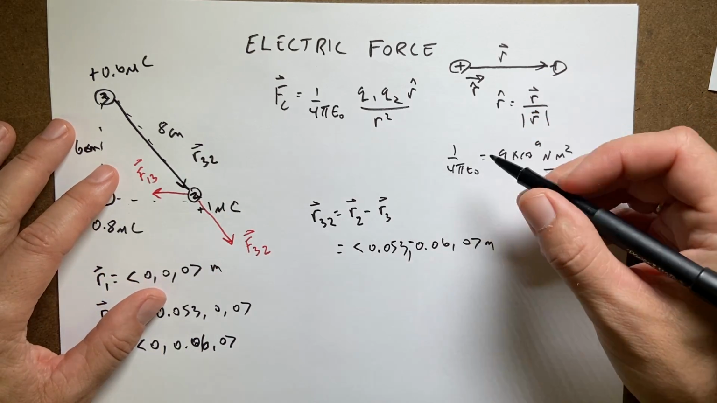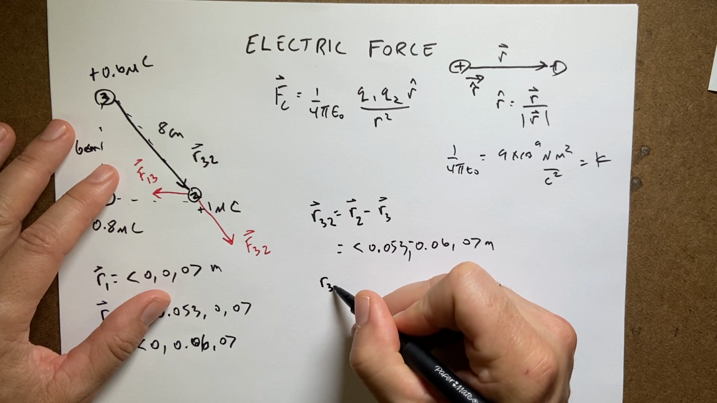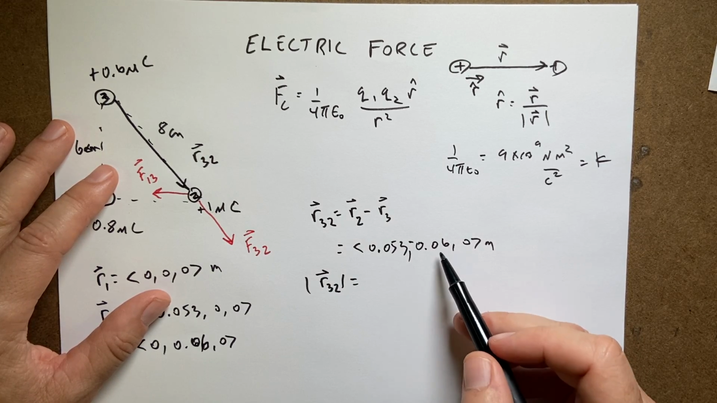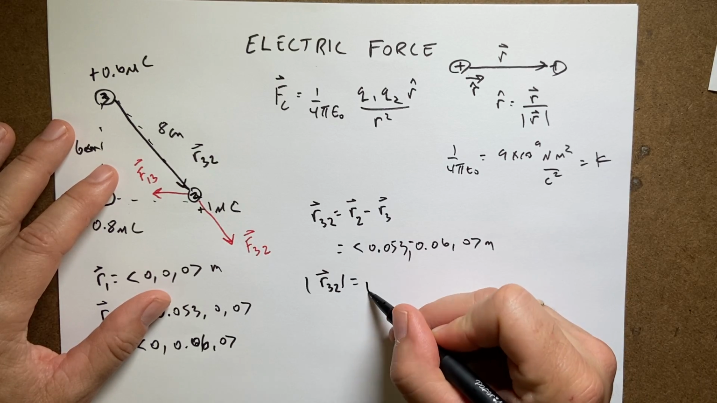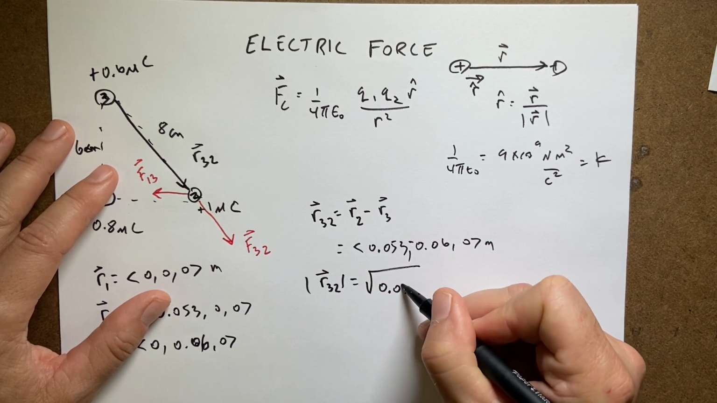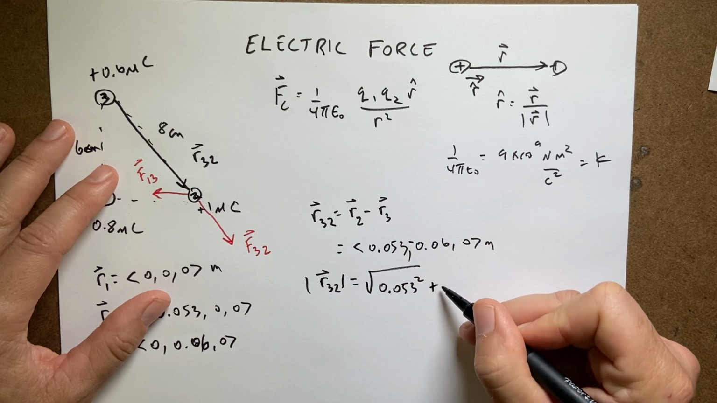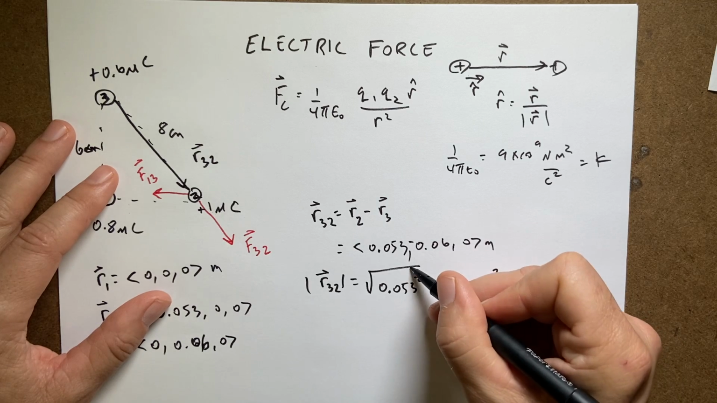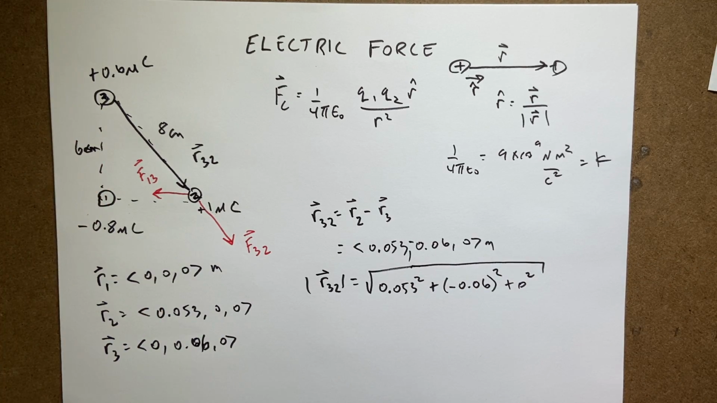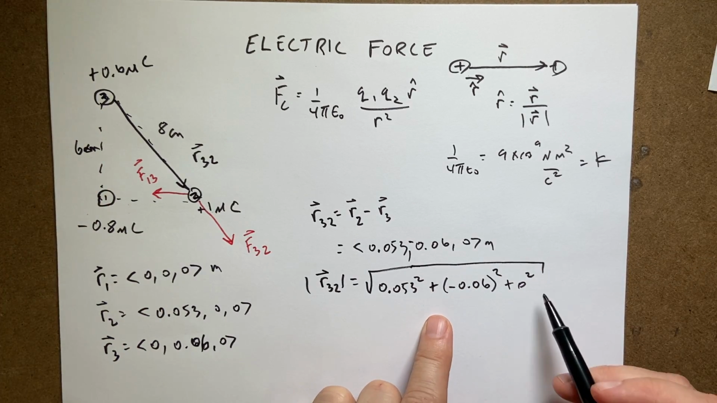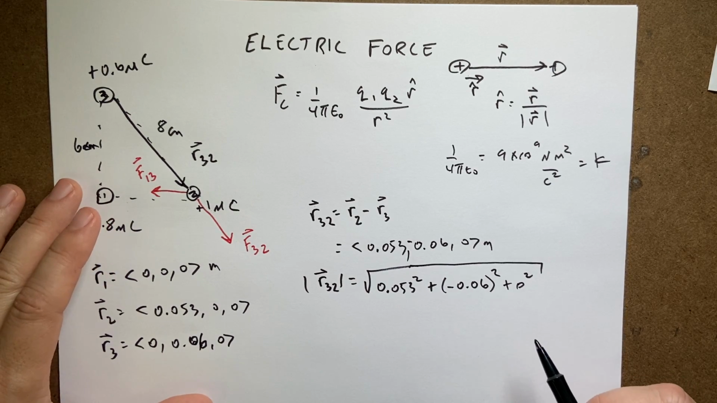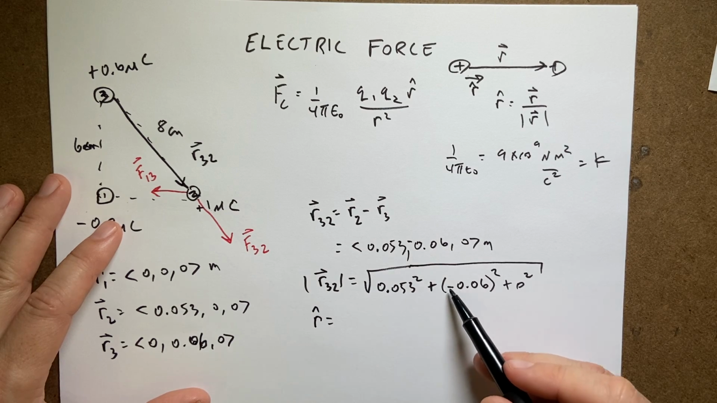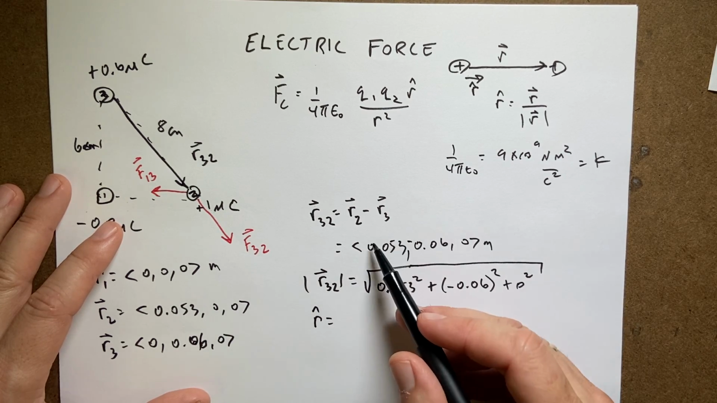Now I'm going to need to find the magnitude. So the magnitude of r3,2, I'll write it like this, is just going to be this squared plus that squared, plus 0 squared, all square rooted. So it's going to be the square root of 0.053 squared plus negative 0.06 squared plus 0 squared. I forgot to write down that answer, but you calculate that, put that in your calculator, and we'll check some things in a little bit. The next thing I need to do is find r hat. So r hat is going to be this vector divided by that value.